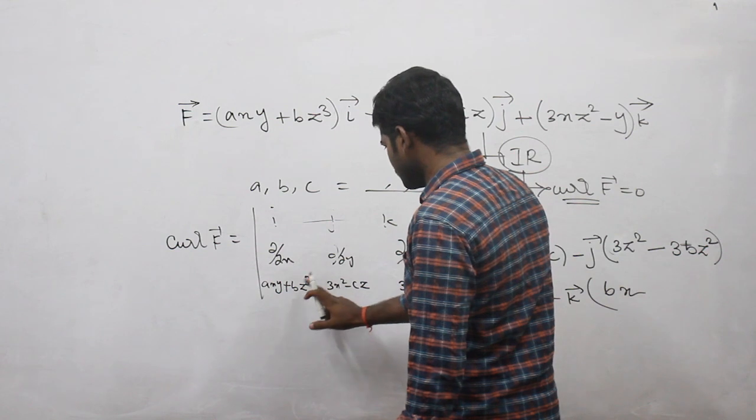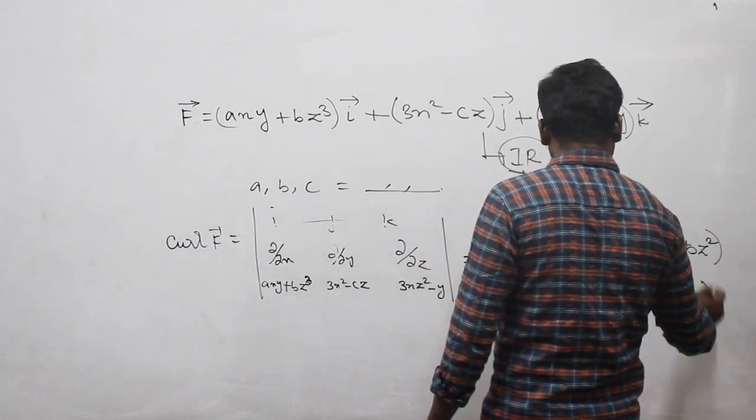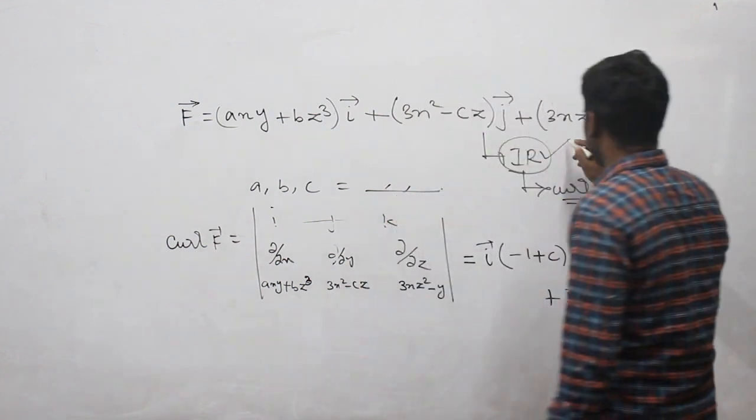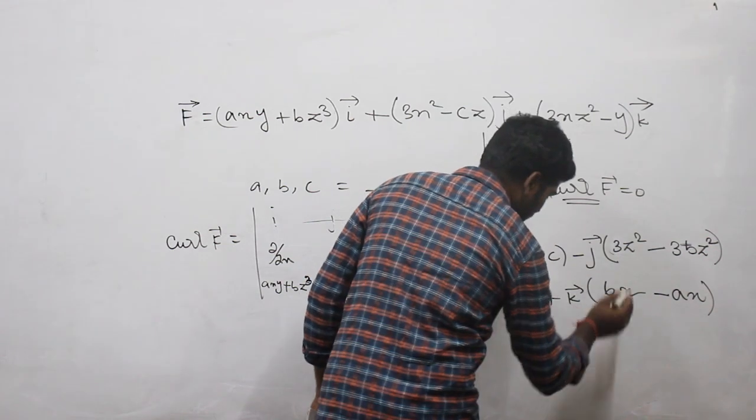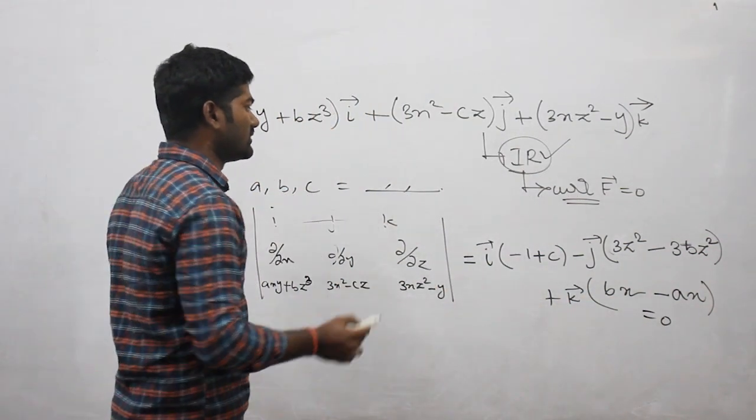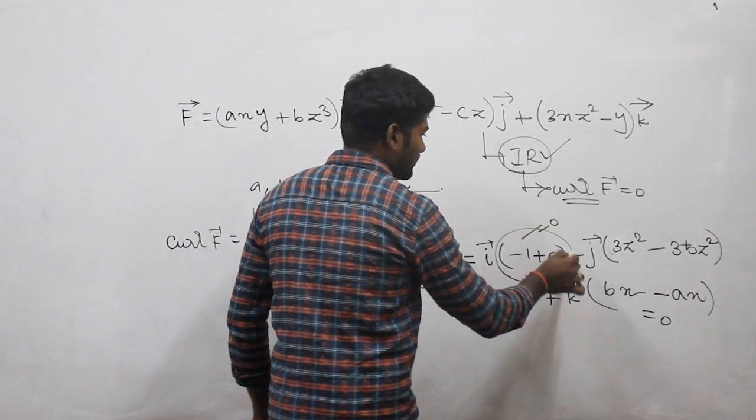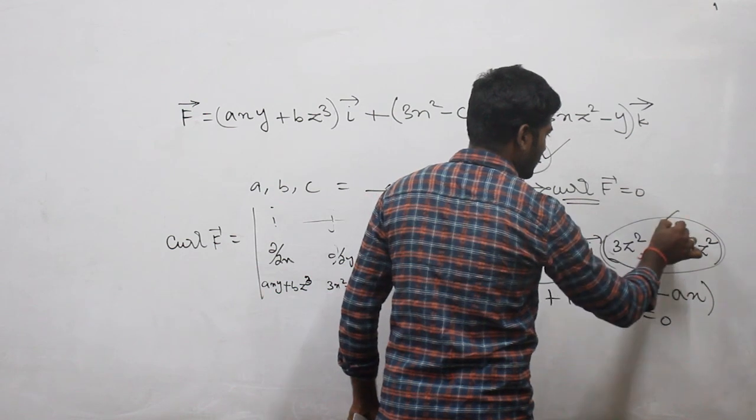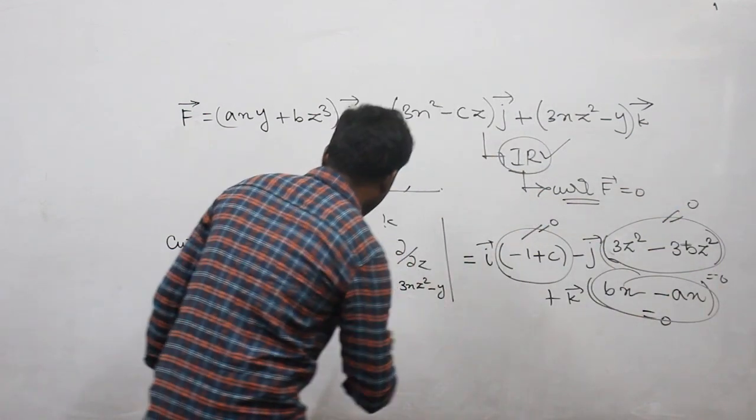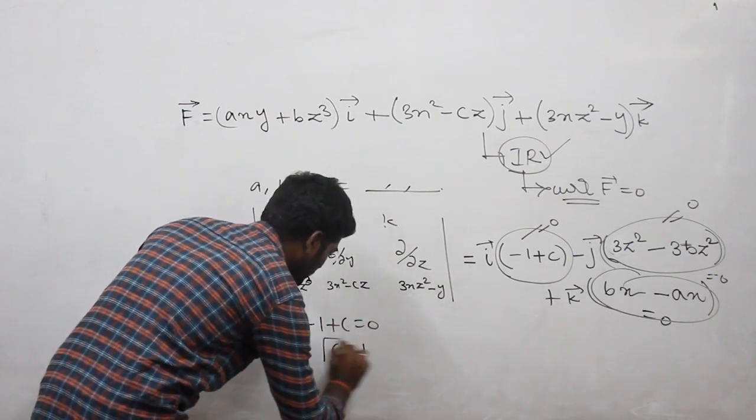minus ax. Because they are telling irrotational, curl of this vector equal to 0, so this entire term is equal to 0. This entire term equal to 0 means individually coefficient of i equal to 0, coefficient of j equal to 0 and coefficient of k equal to 0, right? So minus 1 plus c equal to 0, from this c value is 1.